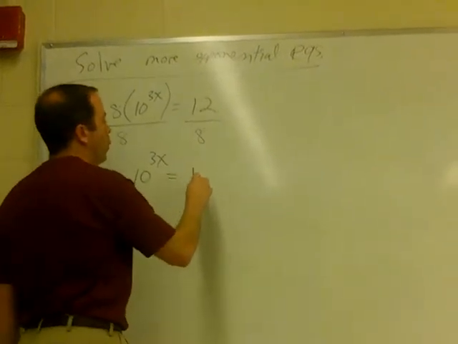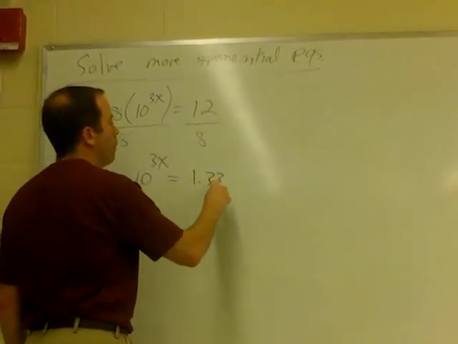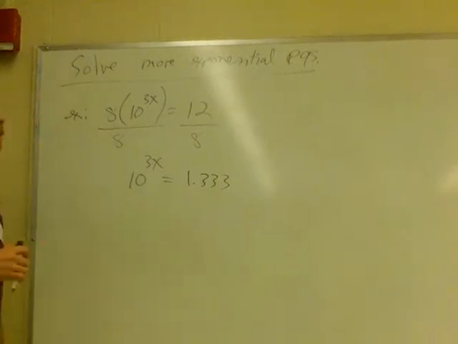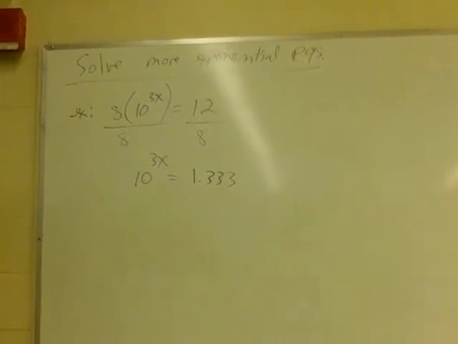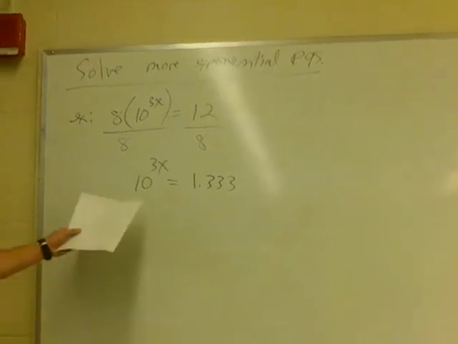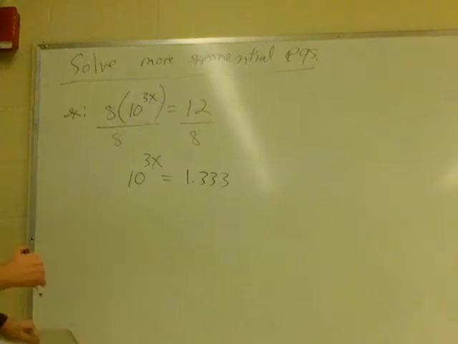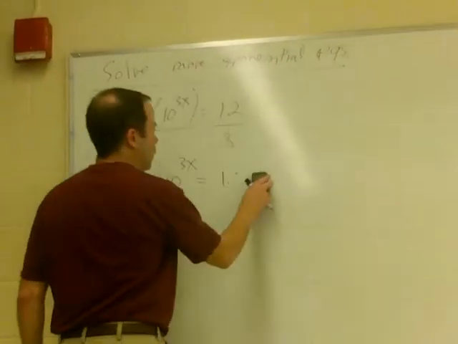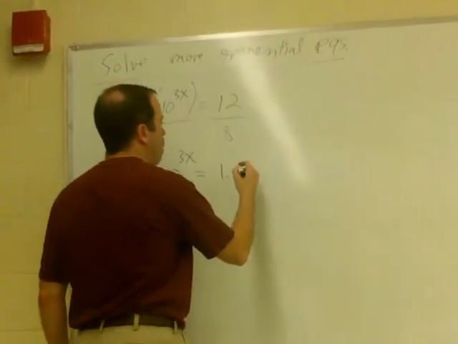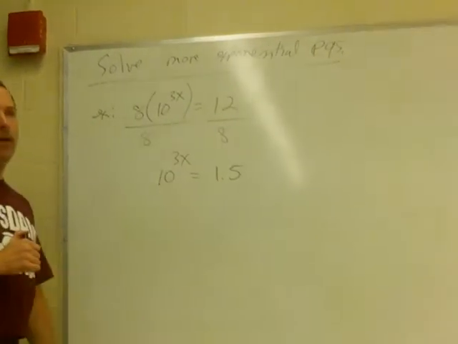1.33, I think. 1.3 repeating? I thought it was 4/3. Yeah, so 1.3 repeating. We'll do 3 decimal places, we'll be fine. 12 divided by 8 is 1.5. And then we're going to common log both sides. It's 1.5. Well, that's kind of embarrassing. 1.5, I knew that all along.